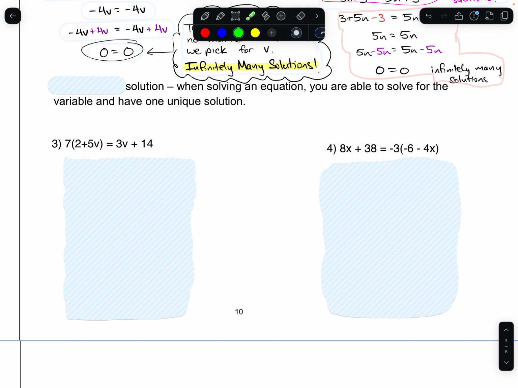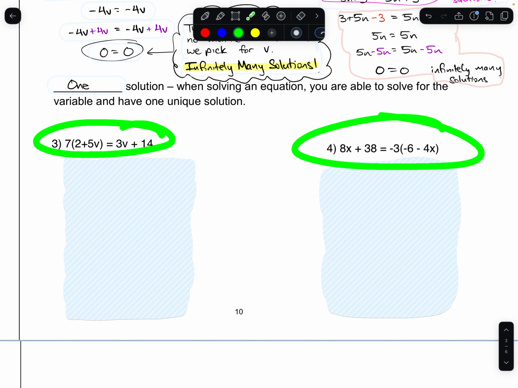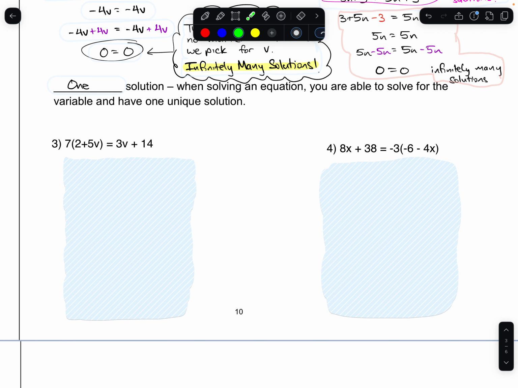It's not always the case that we have infinite solutions. In fact, usually we'll just have one solution. We did a lot of these in the last video. You should be able to solve equations like this. So try these on your own. Pause the video and then come back and check your work.